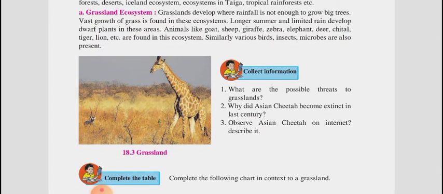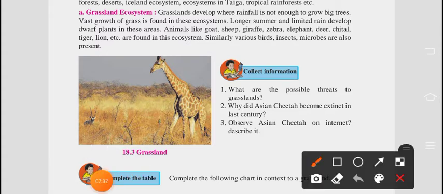Grassland means only grass is present on that land, so that is grassland. And ecosystem means the animals which are present over there and they are having a relation, so that comes with the grassland ecosystem.